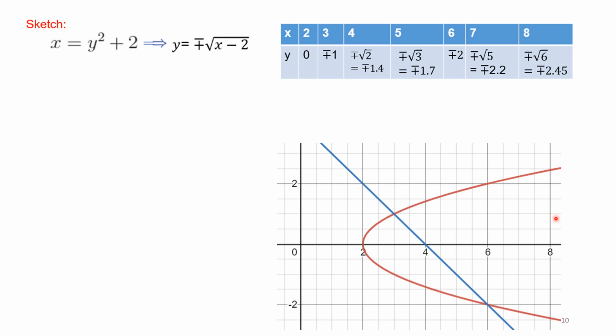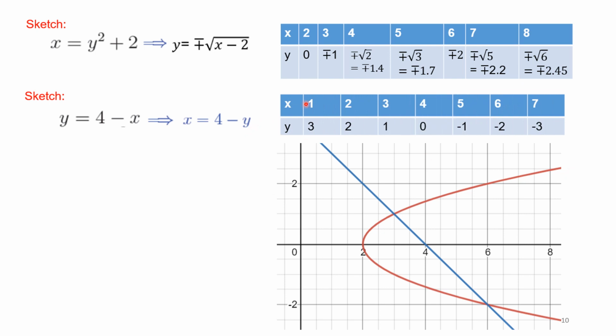On the other hand, the other graph, this line here, has some values that we computed earlier. When x is equal to 1, y is equal to 3. When x is equal to 2, y is equal to 2. When x is equal to 3, y is equal to 1. And down the line, when x is equal to 6, y is equal to negative 2.